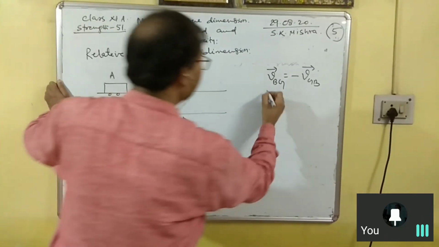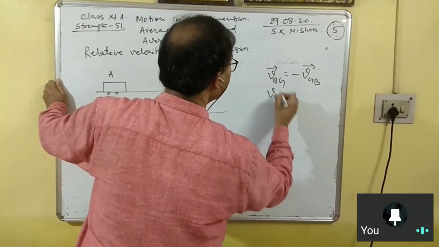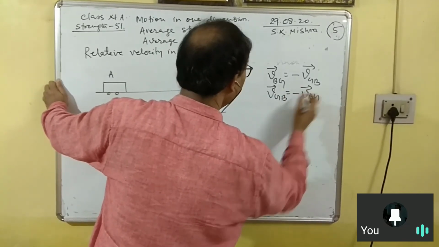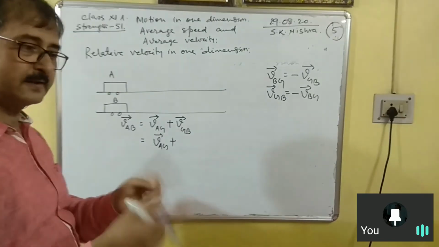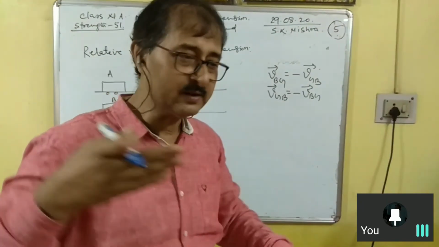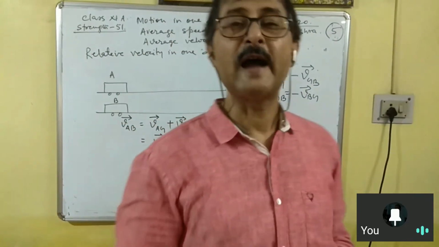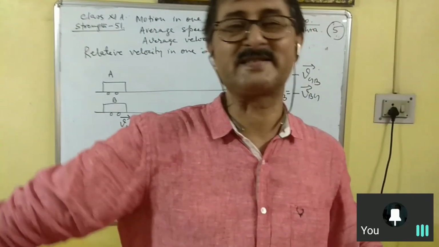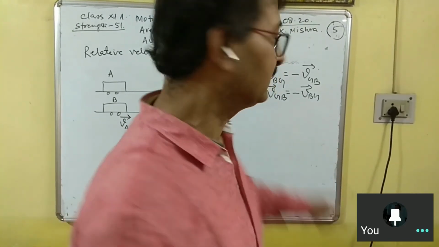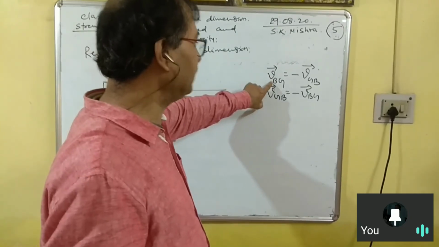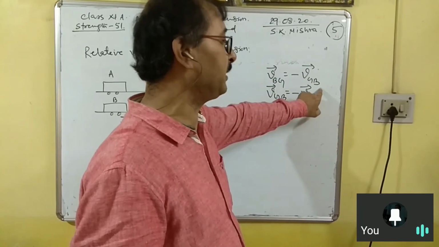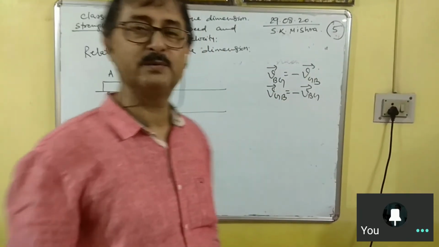So how will you write VGB? VGB is nothing but minus VBG. If you reverse the suffix, then it will take negative sign. If train is moving towards east, then ground appears to move towards west, just opposite. So two vectors in opposite direction. That's why velocity of B with respect to ground is equivalent to velocity of ground with respect to B with a negative sign.